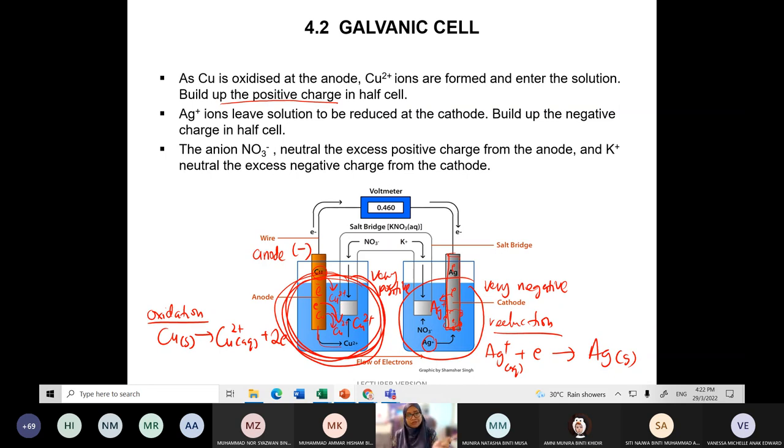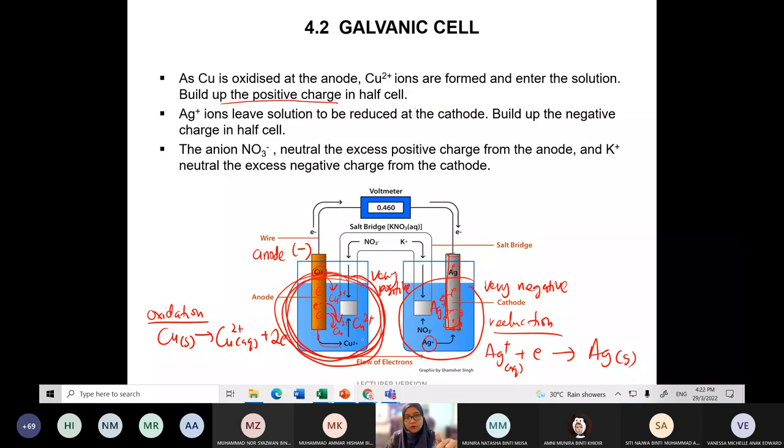So kalau elektron tu tak flow from anode to cathode, so mana ada electrical energy produce? Okay? So we don't want that to happen. We want the electron to flow from anode to cathode. So kalau ini berlaku charge build up and then kita tak settlekan for this charge build up, the electron will not flow. Okay, all right.